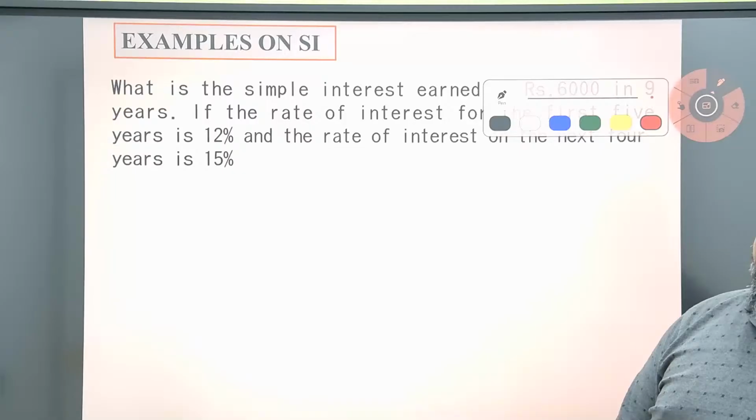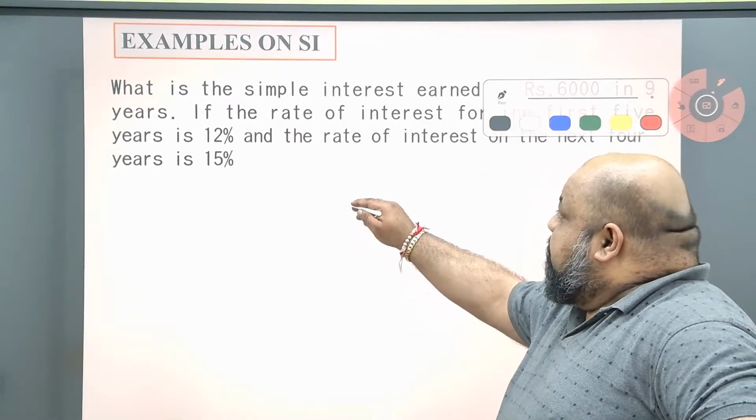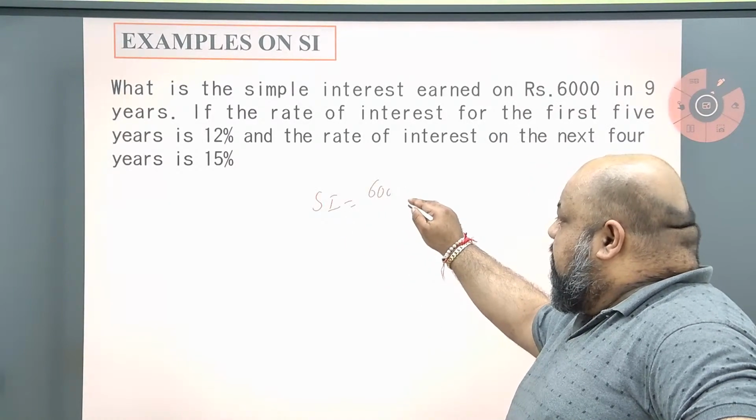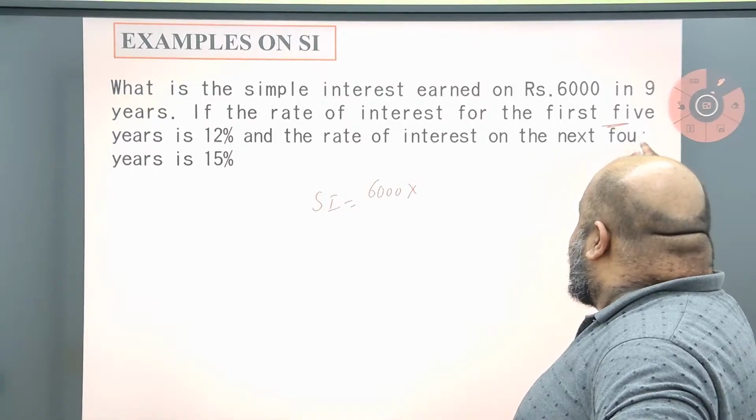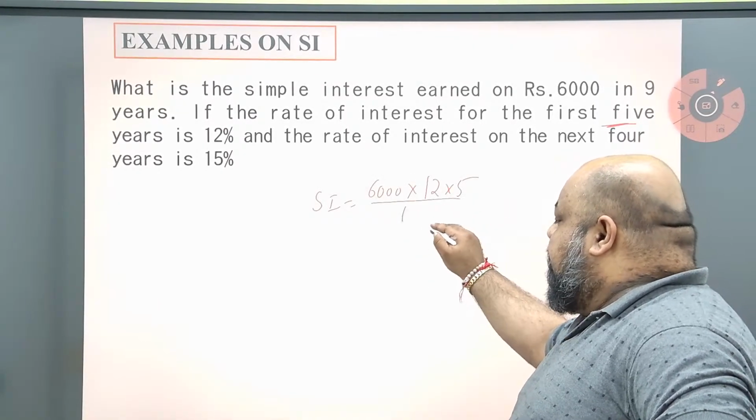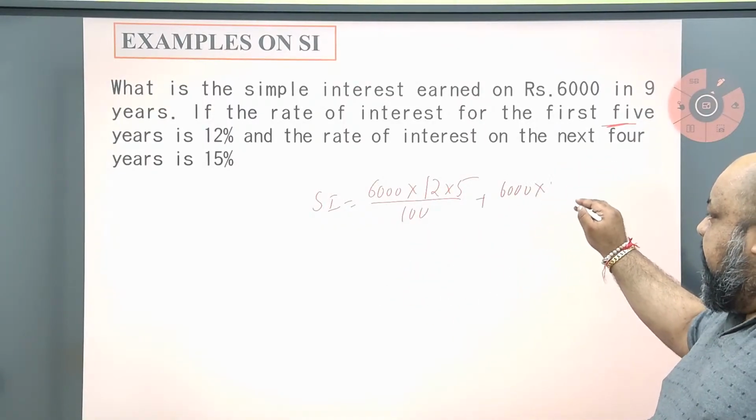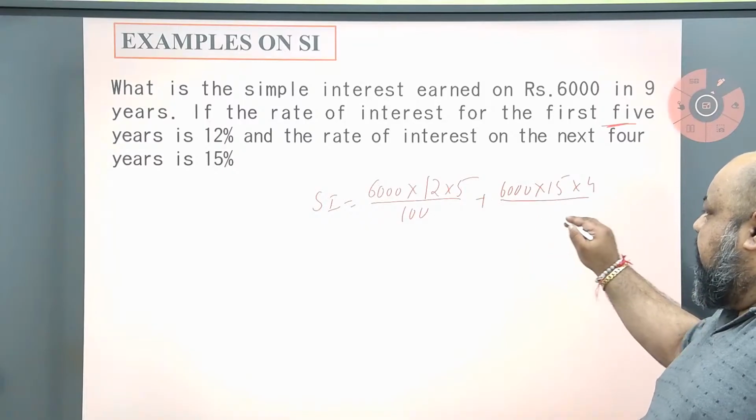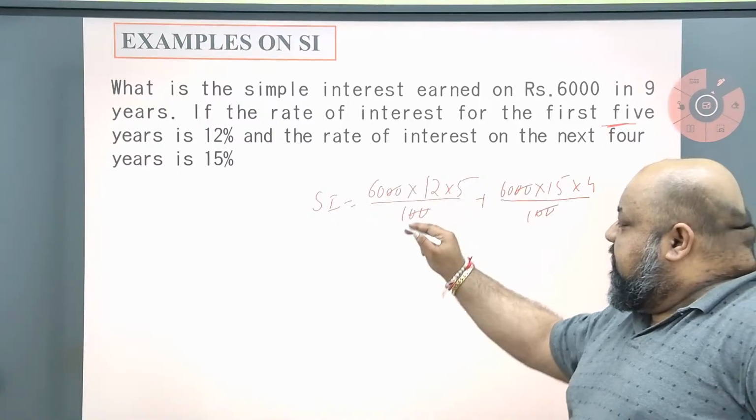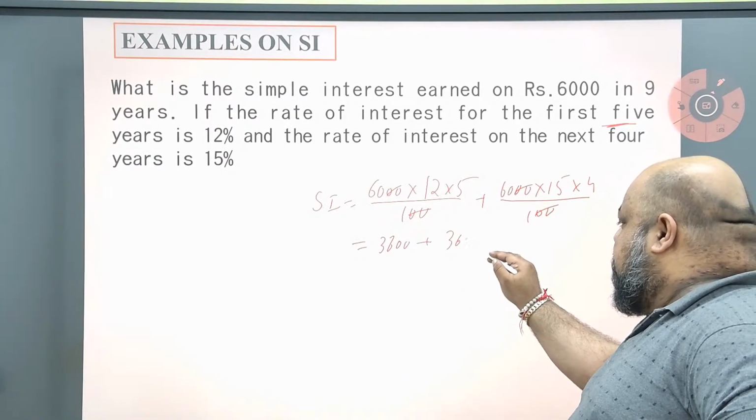As we know, for simple interest, 90% of the questions can be solved using the formula itself. So I will say simple interest is simply equal to principal for the first 5 years. Rate is 12. So 12 into 5 upon 100. For the next 4 years, principal into rate into time upon 100. So the zeros cancel. 60 into 60, 3600 plus 60 into 3600.